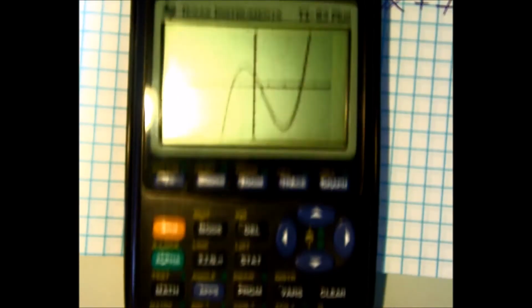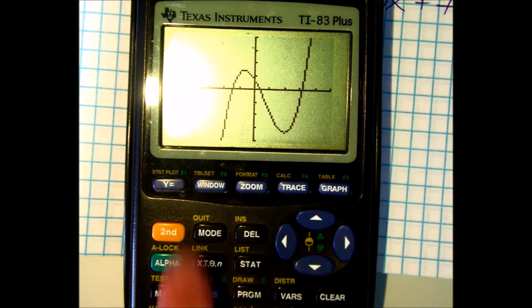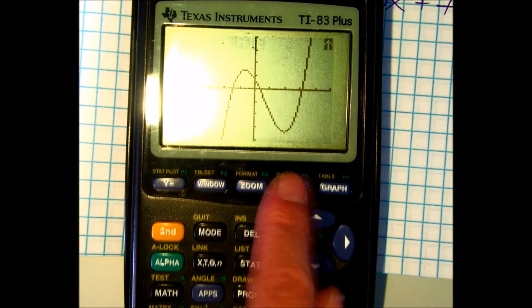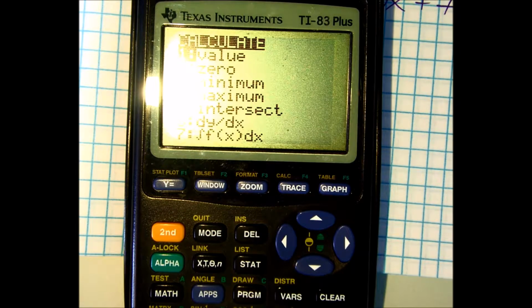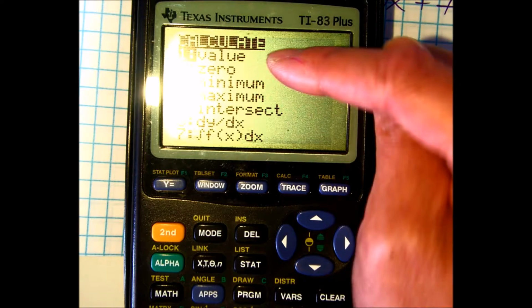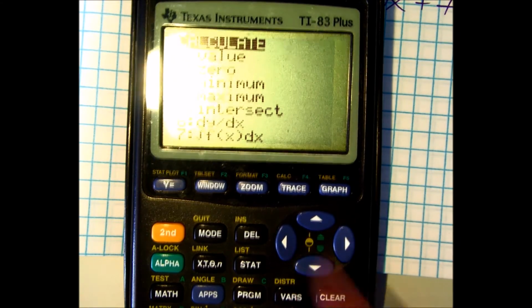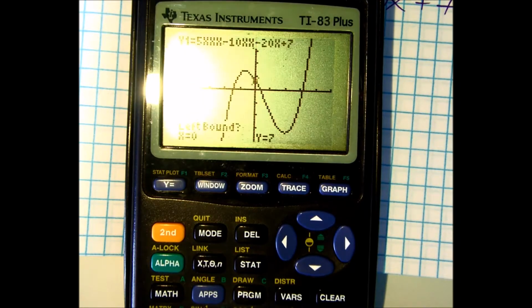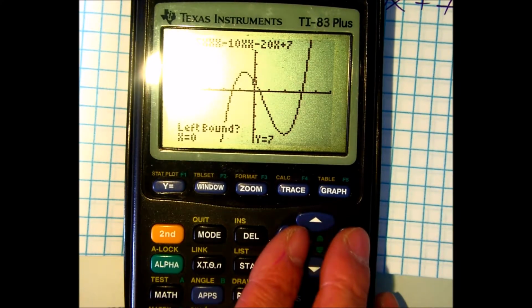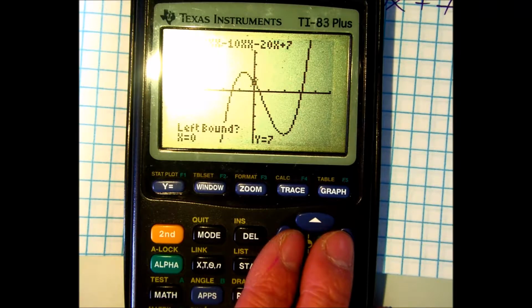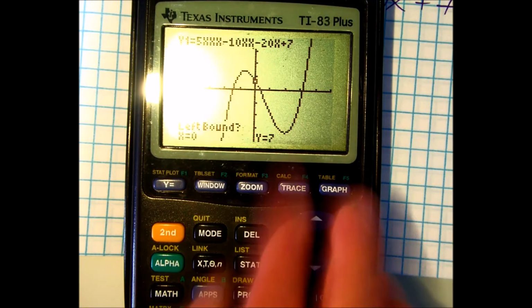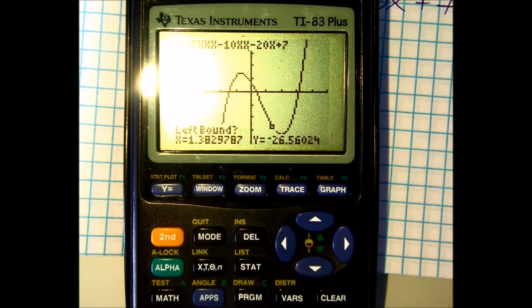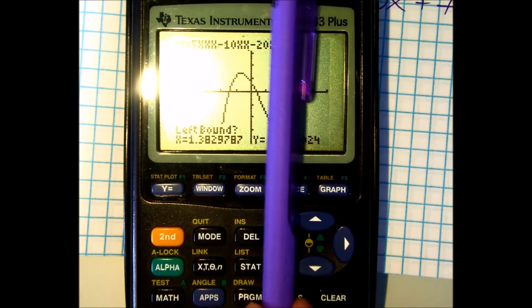Here's another way you can do that. Watch this. Press second, trace. Now, you could guess by values, but you can actually calculate the minimum. So go down to number 3. It says left bound. Remember, we clicked on minimum, right? So this would be a wrong one to calculate. So there's my minimum. I'm to the left of the turning point.